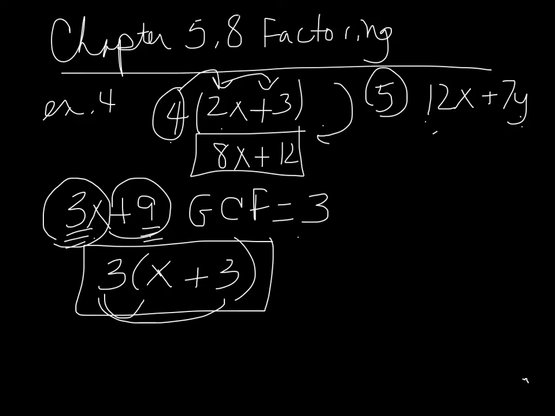You can't pull out a 2 in both of them. You can't pull anything out. You can't pull out an x or a y in both of them. And so the GCF is 1. And you know what we said about if it's 1, so you can't factor that. So 12x plus 7y is not factorable. You can't factor it, so the GCF is 1. You are done.